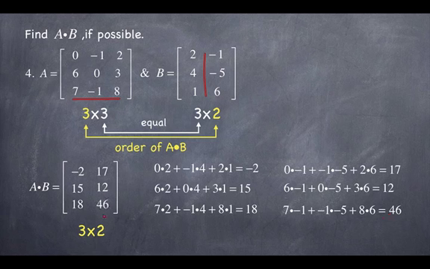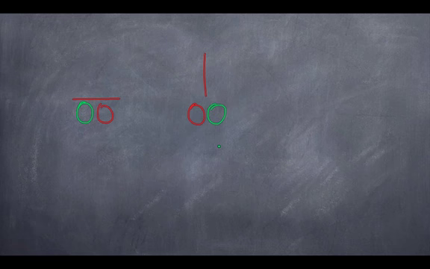And notice that this is a 3 by 2 matrix. So this is how you perform the product of the two matrices, and this is the case where it is possible because these numbers match, and the order is the following. Let's move on to number 4.